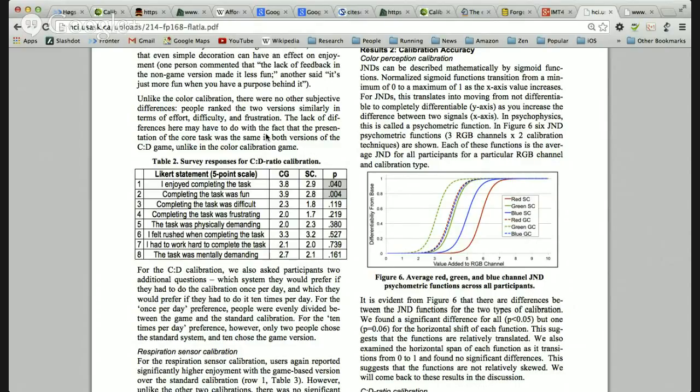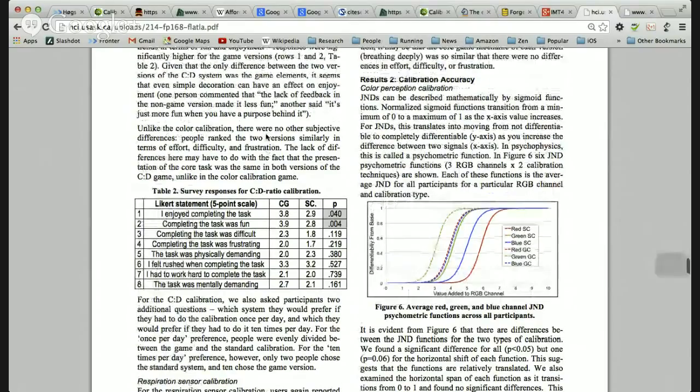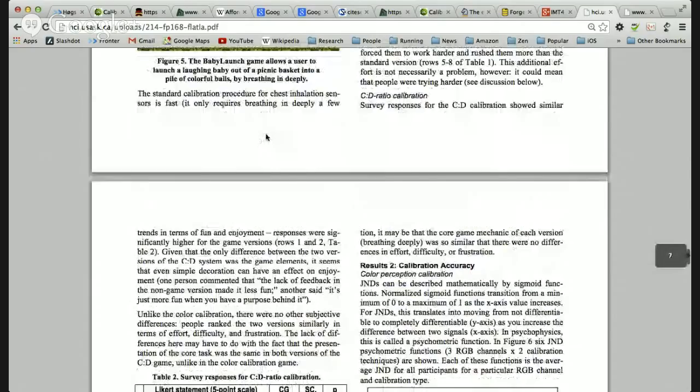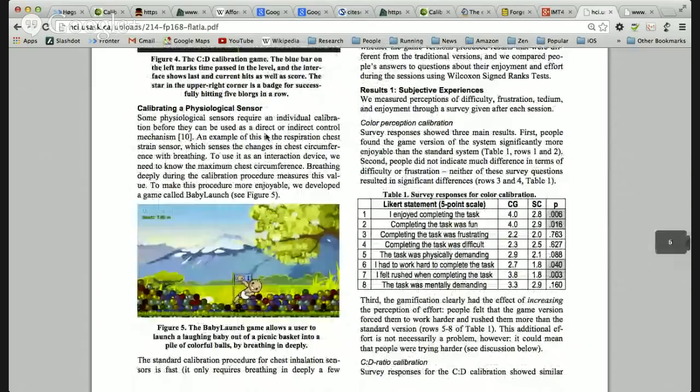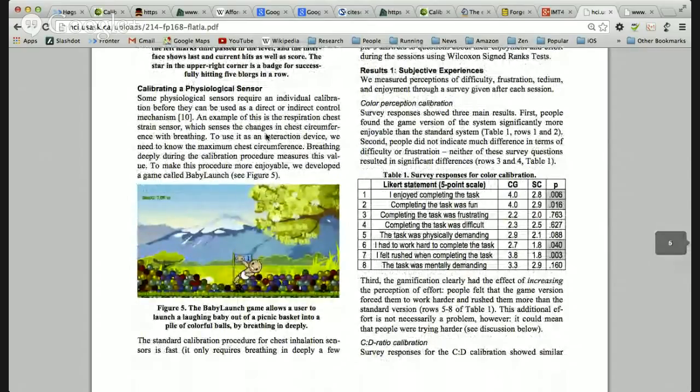So yeah, for the first game, the main ones were the two top ones. This is on a 1-5 scale, by the way. For the top ones, enjoyed completing the task, and completing the task was fun, it's significantly higher. So CG is the game, and SC is the standard spelling calibration. And also that they had to work hard to complete the task, and they felt rushed when doing it. Those are the ones that are significantly higher.